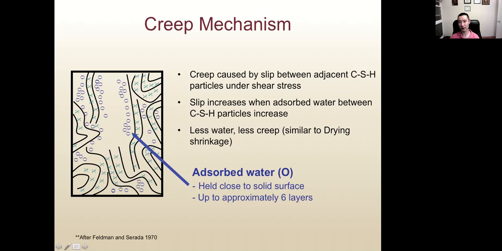This is similar to drying shrinkage. More water, we have more drying shrinkage. Less water, we have less drying shrinkage. And if you see the parameters that cause drying shrinkage to increase, they also cause creep to increase. And the same parameters that cause drying shrinkage to decrease also cause creep to decrease. Okay, this is because the reason for creep and drying shrinkage is very much similar, a slippage of CSH sheets.